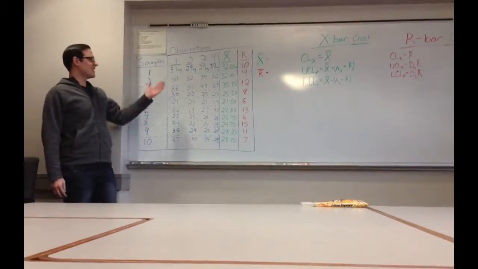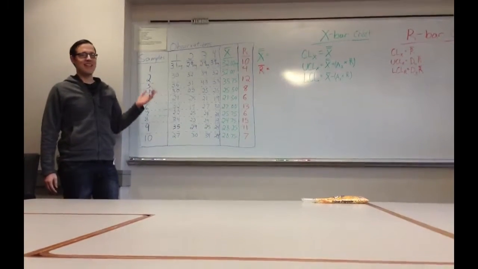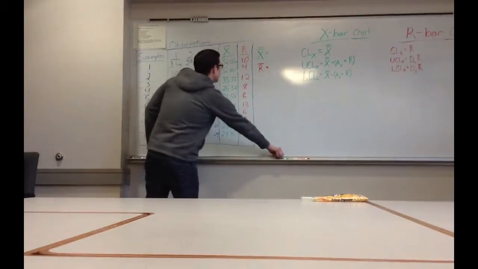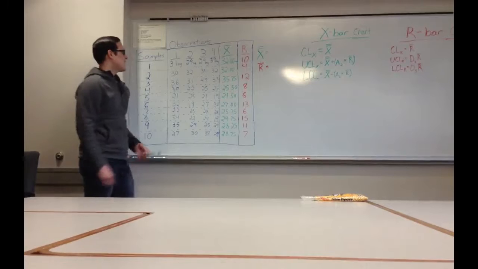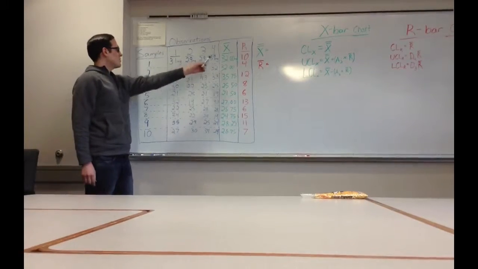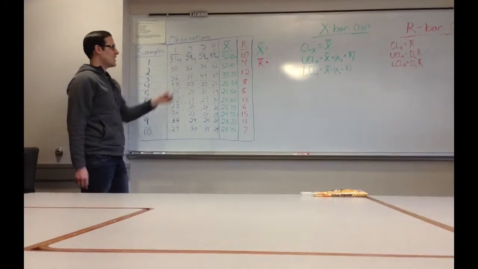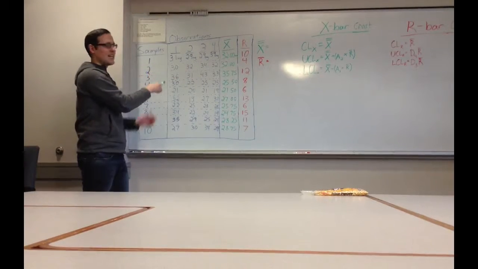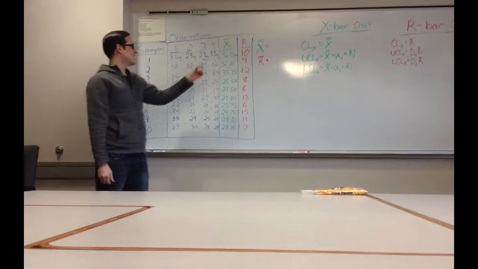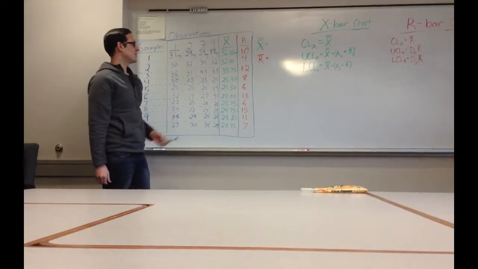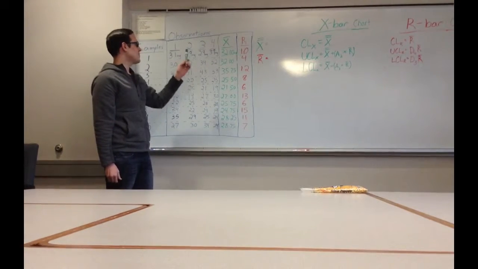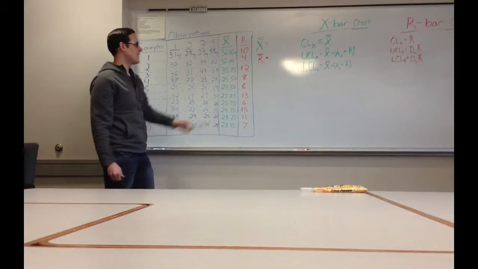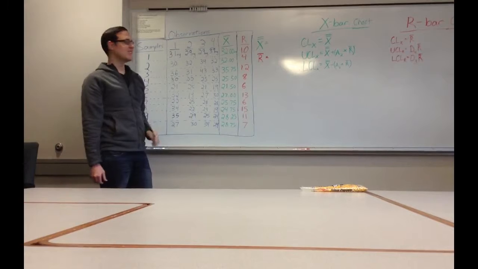Now that we have the data entered onto the board, we need to calculate X-bar and the range for each sample. X-bar is calculated by taking the 4 observations in each sample and taking the average of that, which is 39 plus 29 plus 29 plus 31. Average is 32. The range is calculated by taking the max of 39 and subtracting the min of 29. You get a range of 10.